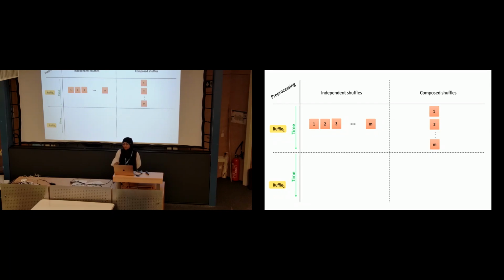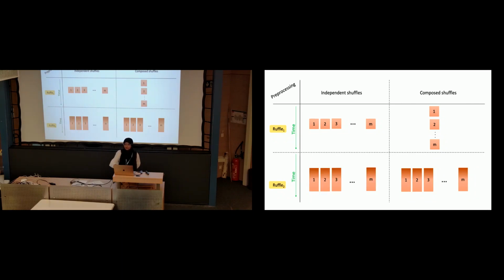But when Ruffle 1 is used for the composed shuffle scenario, it breaks down and it requires the pre-processing also to be performed sequentially. This is where Ruffle 2 comes in to break this dependency present in Ruffle 1 for composed shuffles, and it allows you to perform the pre-processing for the case of composed shuffles also in parallel for the M shuffle instances. And because composed shuffles is a generic scenario and it subsumes independent shuffles, Ruffle 2 can also be used for independent shuffles.